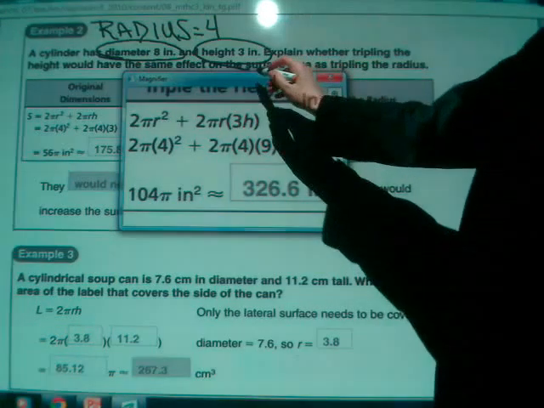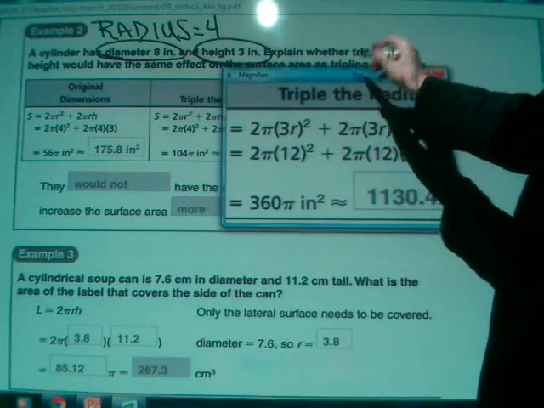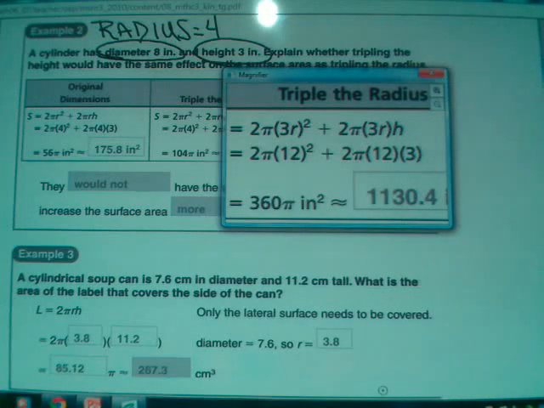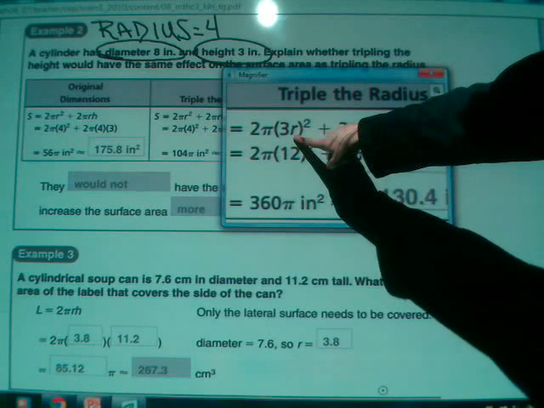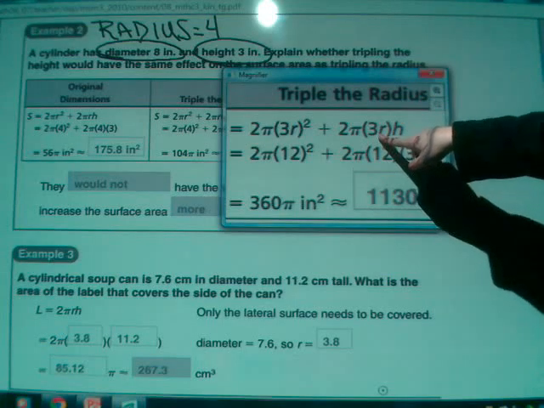Now let's try it with the radius. So now I'm going to come over here and triple the radius. And what we want to see here is the answer should be 104 pi, because remember they're asking us, did the same thing happen? So if I triple the r number now, that's going to change the formula in a couple spots. As you can see, they're showing this r being tripled here, which is why they've written 3r. And they're showing this r being tripled here, which is why they've written 3r.